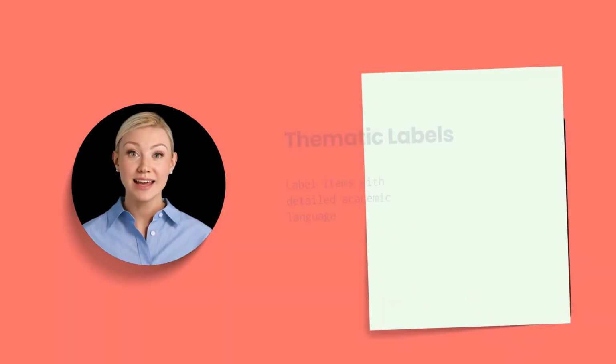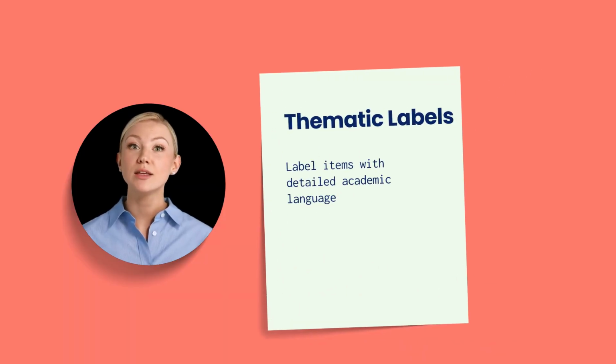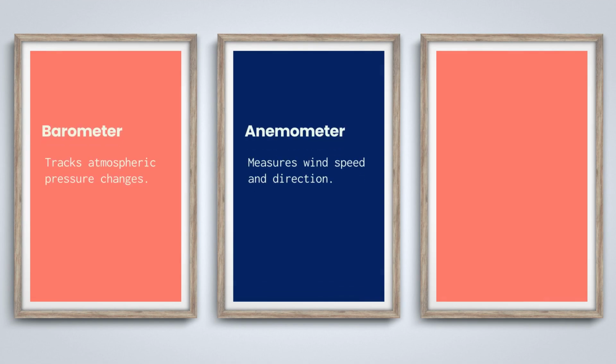Use detailed and thematic labels. Label classroom items with detailed explanations and academic language. For example, label a weather station setup with terms like barometer, anemometer, and humidity sensor, including descriptions and functions.